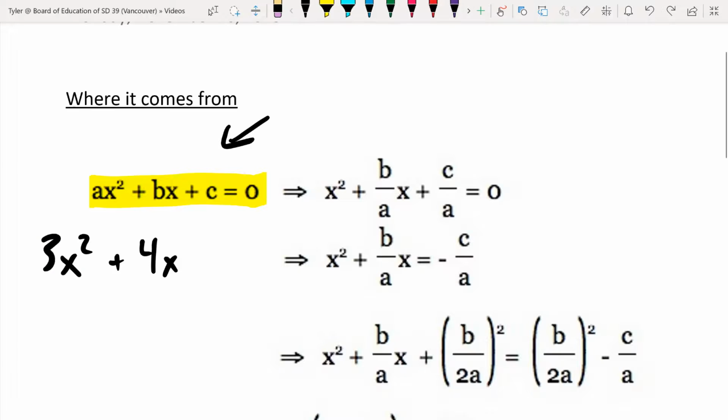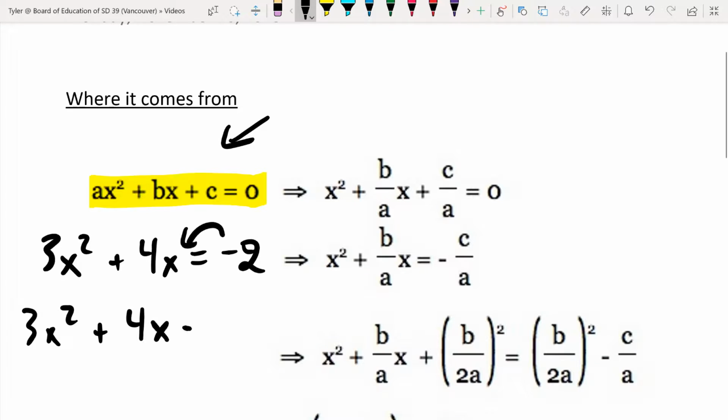The other thing worth noting is that these are always when it's equal to 0. If you had something like this, let's even make it 2, if you had an equation like this, you just need to rearrange it so that the equation is equal to 0, because then you can actually solve using the quadratic formula.